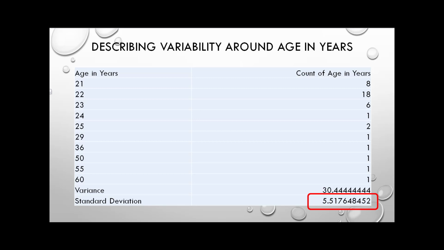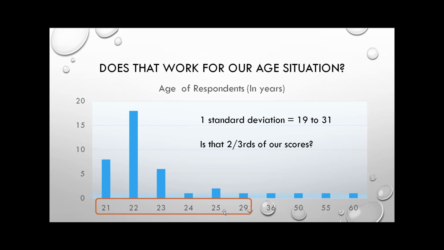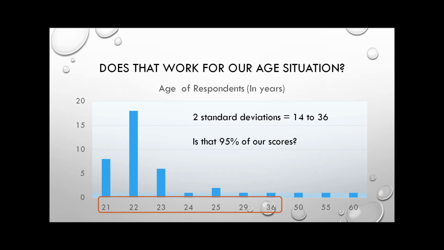Our variability around age in years, our standard deviation is 5.517. So if we take our mean of 25, then we add and subtract 5.517, that should give us 2/3 of our scores. 67% roughly will be within one standard deviation of our mean, which was 25. If we do two standard deviations, that would be 25 minus roughly 11 and 25 plus 11, so 14 to 36. We do get a lot of our scores, maybe not 95%.